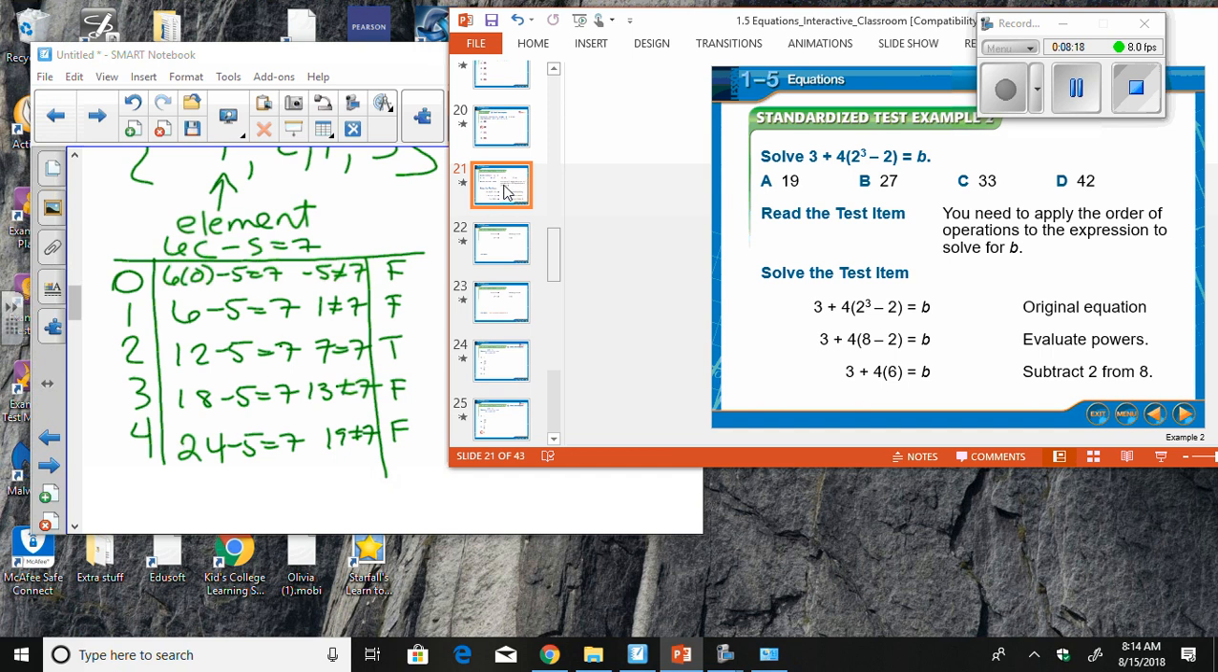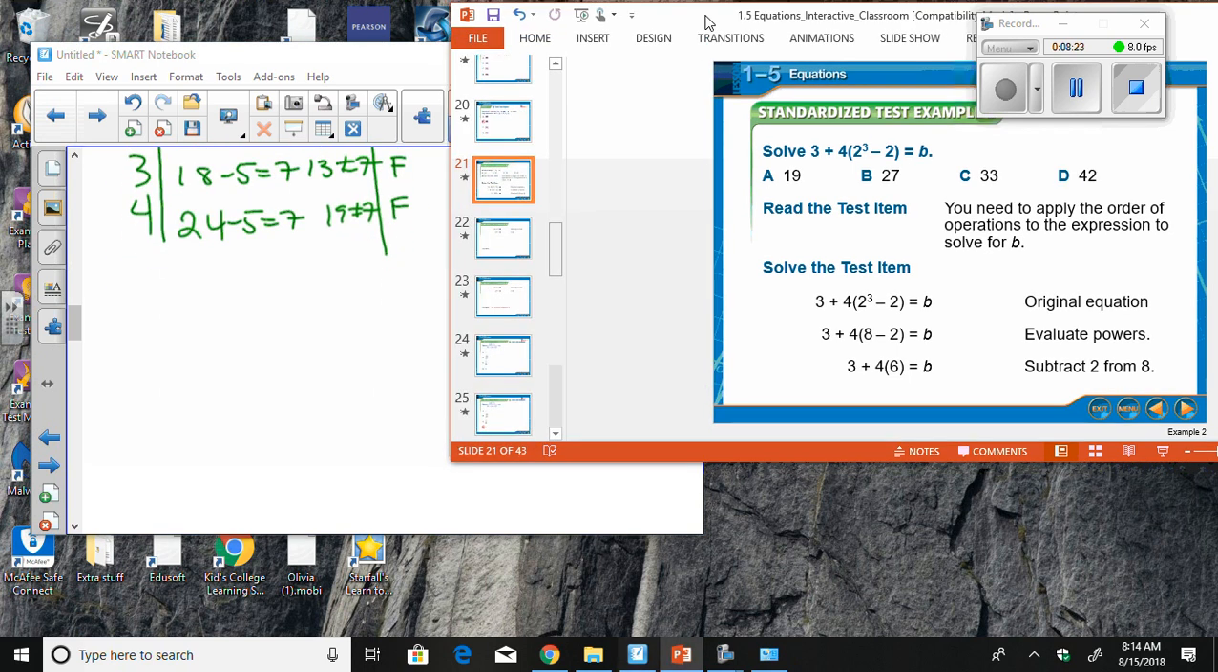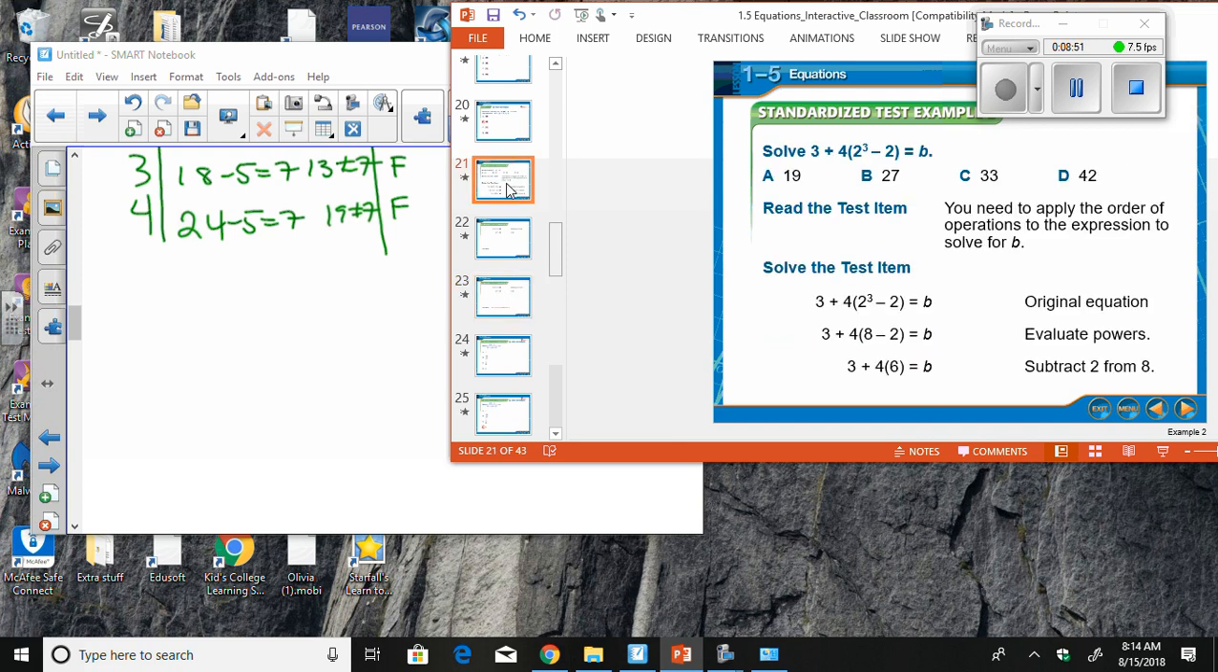Solve. We have 3 plus 4 parentheses 2 cubed minus 2 equals B. Read the test item. You need to apply the order of operations in the expression to solve for B. So when we solve using the original equation, evaluate the powers, we subtract 2 from 8. We move on. We multiply by 4. We end up with 27 here and an answer of B. If we go back up to the beginning, the B was 27.